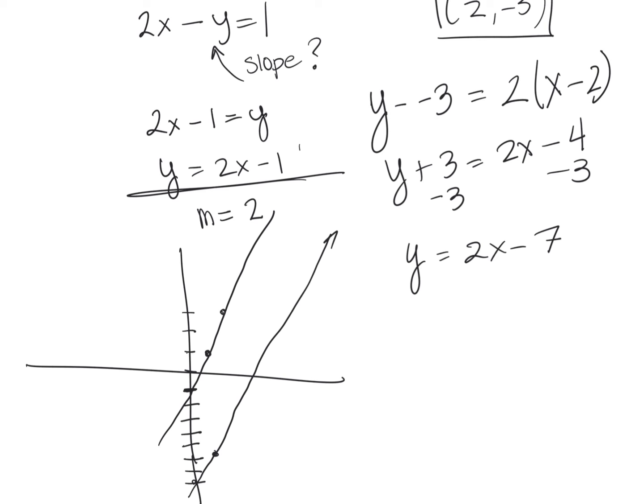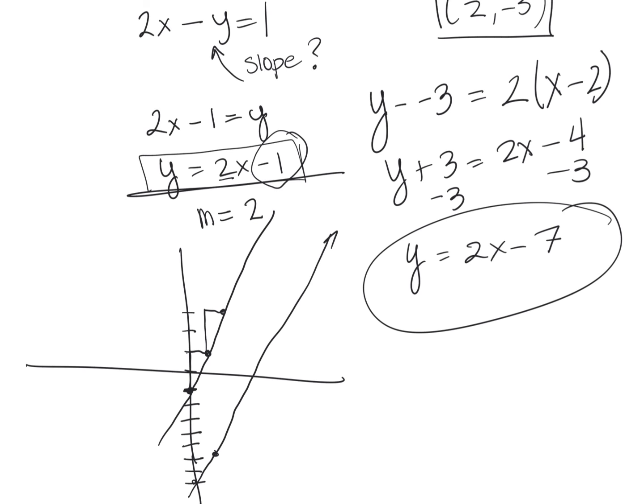This line right here was the line that I started with. It intercepts at -1, so I went down to -1. My slope was 2, so I went up 2 over 1, up 2 over 1. This line over here was the parallel line that I just found. It also has a slope of 2, but it starts at -7. So I go up 2 over 1, up 2 over 1, and so on.